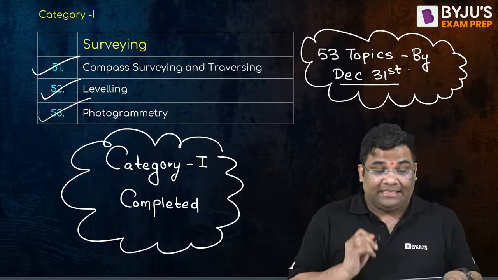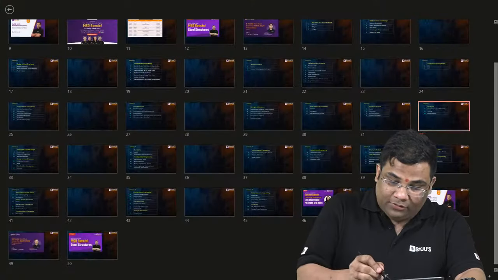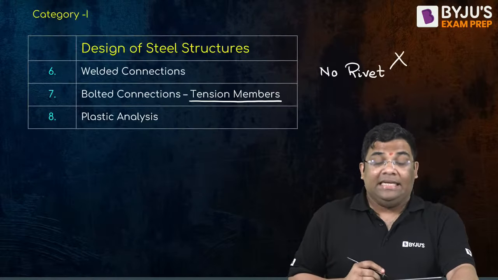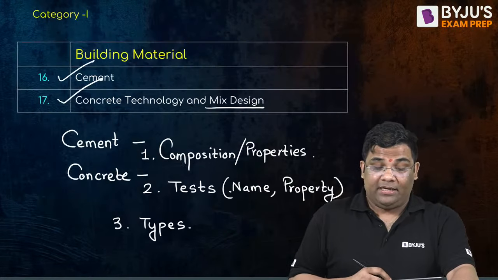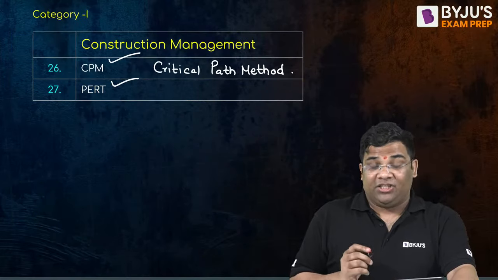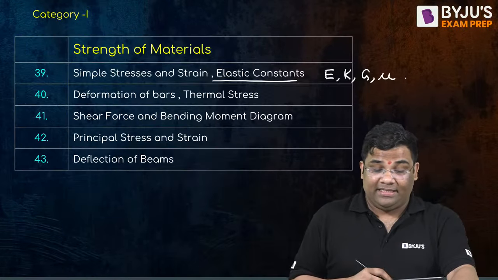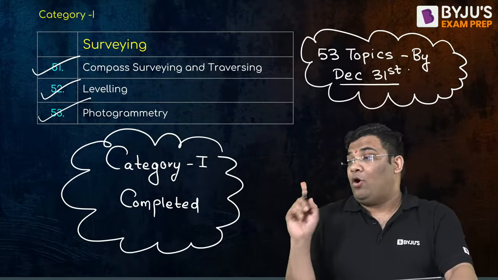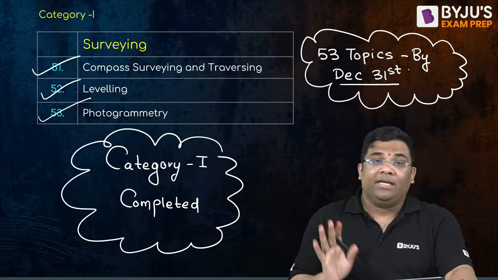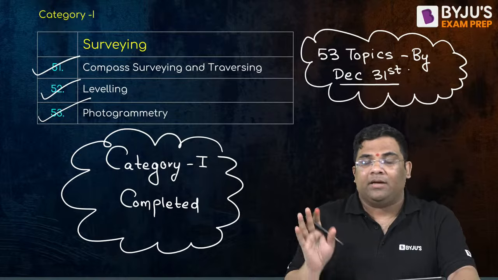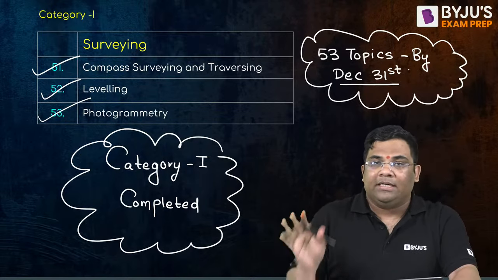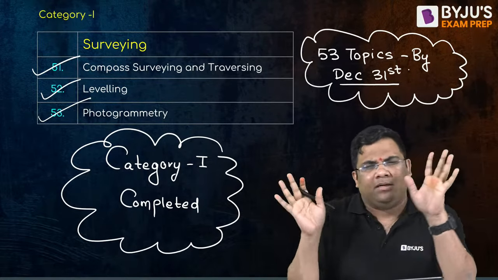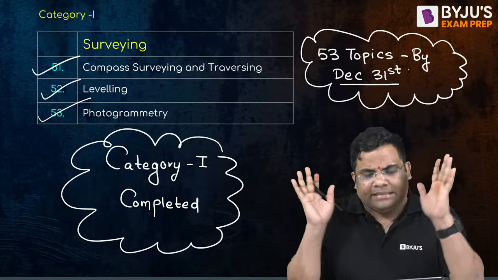Now, these 53 topics, you can see all are included. RCC is there, steel is there, transportation is there, building material is there, geotech is there, construction management is there, environment is there, fluid mechanics is there, strength of material is there, water resource engineering is there, structural analysis is there, surveying is there. I have not left any subject. Don't leave any subject. Our target is 75, and we will do it. 75 days, we will get 75 marks. Don't think about what happened, this happened, that happened. 75 days are there. Let us give our everything.